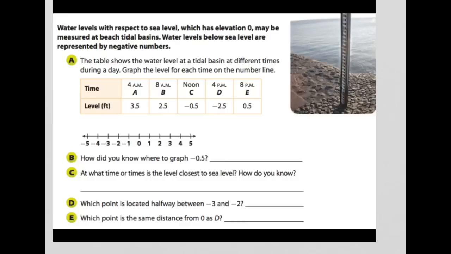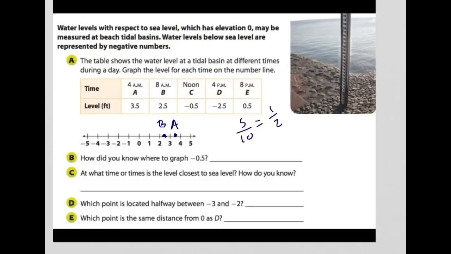First one, time was 4 a.m., or letter A, it says 3.5. So I'm going to go to 1, 2, 3, and then go halfway, or 5/10, which I can put over here, is equal to 1/2. So I need to go half the way in between 3 and 4. Put my point, and then put A. Next one, 2.5. 1, 2. 2.5 is in between 2 and 3. And put B.